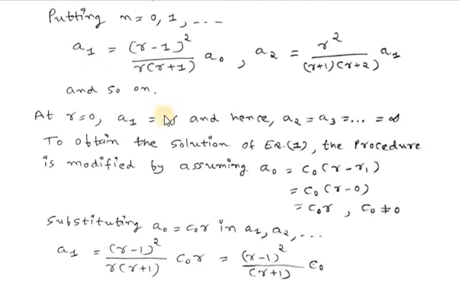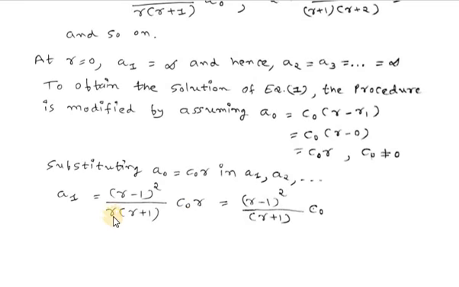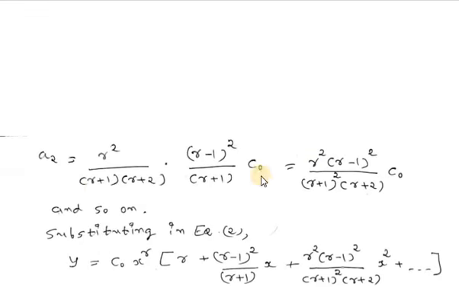So a1 is (r minus 1) the whole square, divided by r into (r plus 1), and a0 is c0. So r one time will cancel out. We have (r minus 1) the whole square upon (r plus 1) into c0. So this is the value of a1.